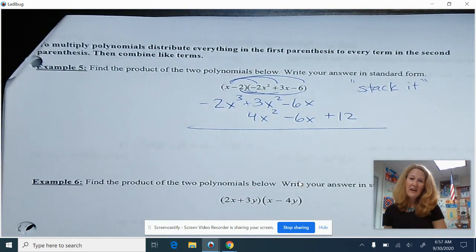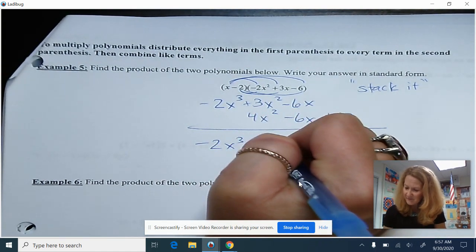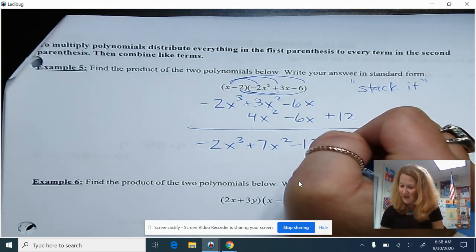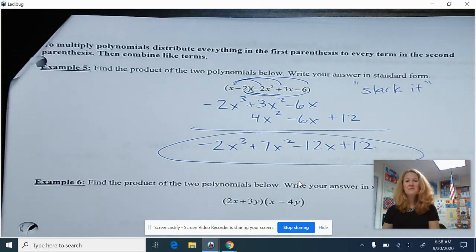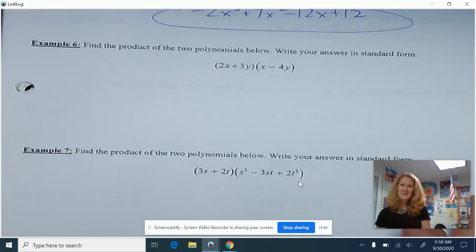And you can see that that makes the addition or subtraction a little bit easier. So when I put them all together, I get negative 2x cubed plus 7x squared minus 12x plus 12. And that's all that you need to do for that one. The next example is when a binomial is times a binomial.